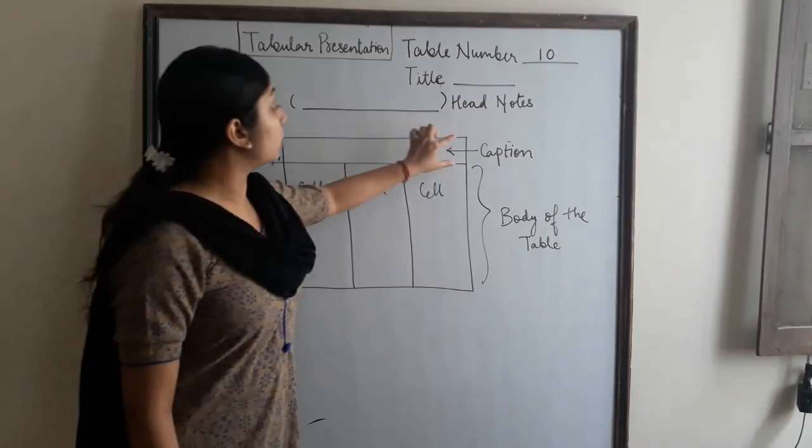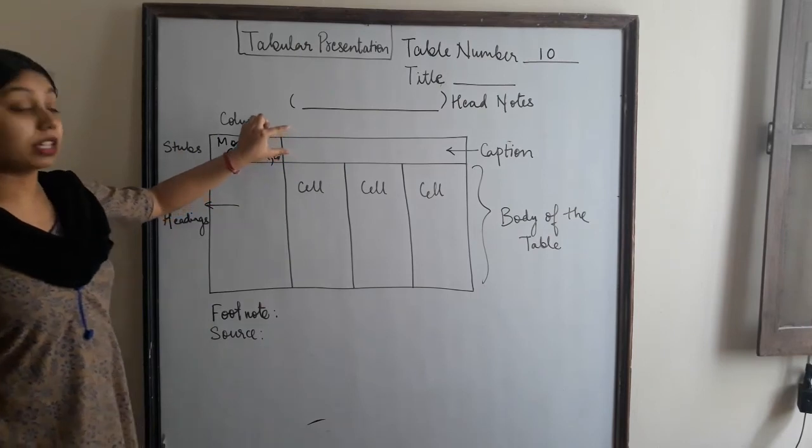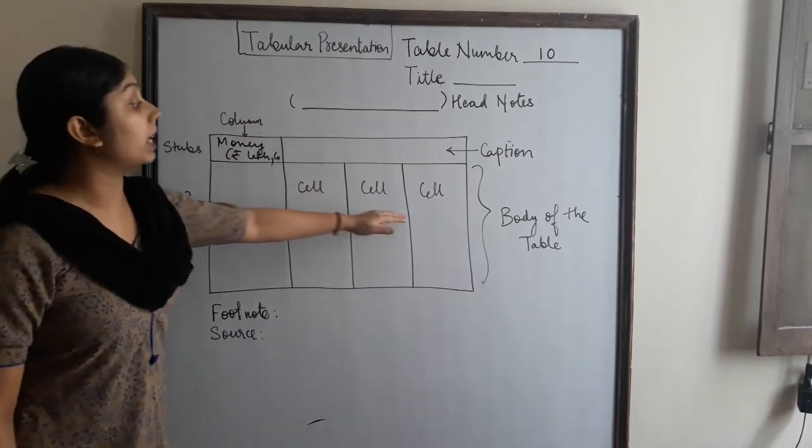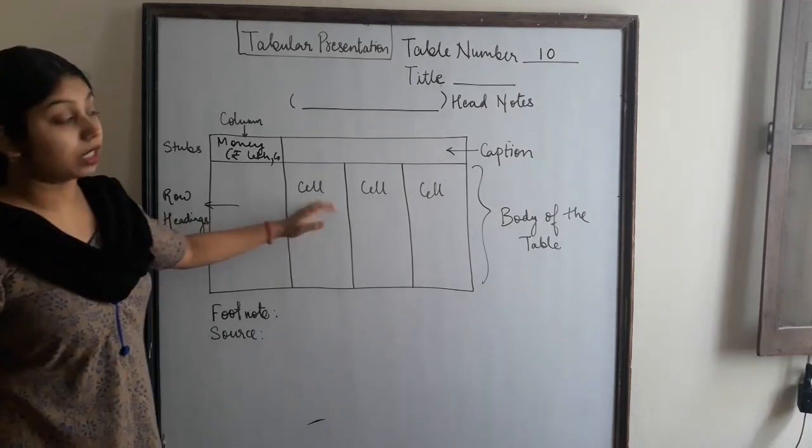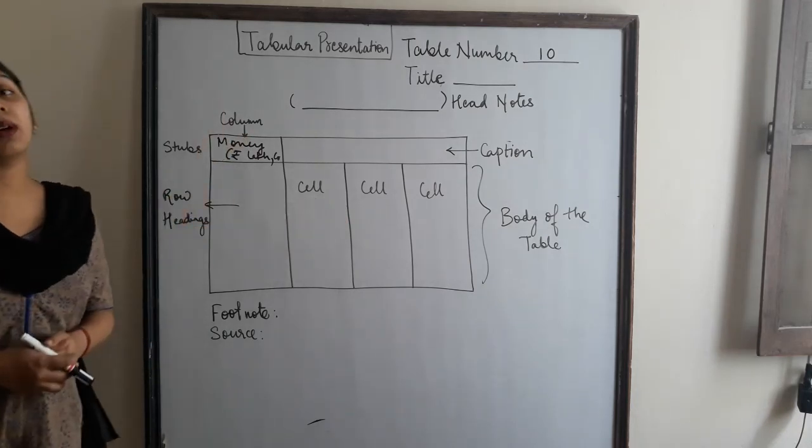Then we have the caption. It is the title or the subtitle, you can say. With regard to the cells, you give the caption to the cells. Is that clear? So this is all about tabular presentation.